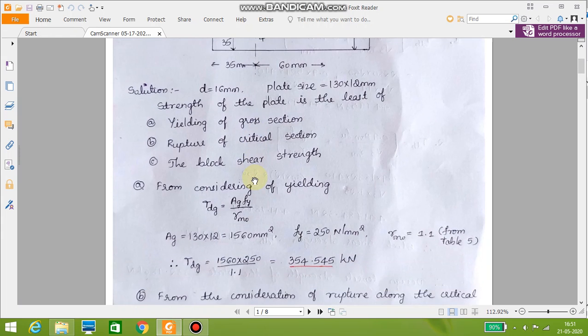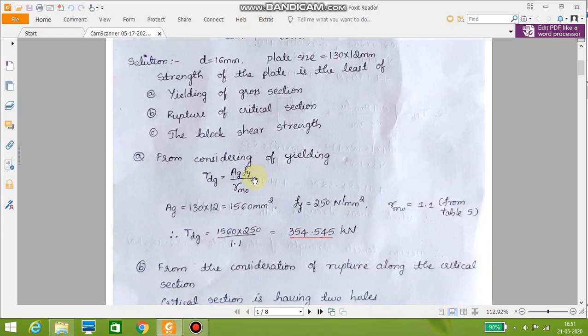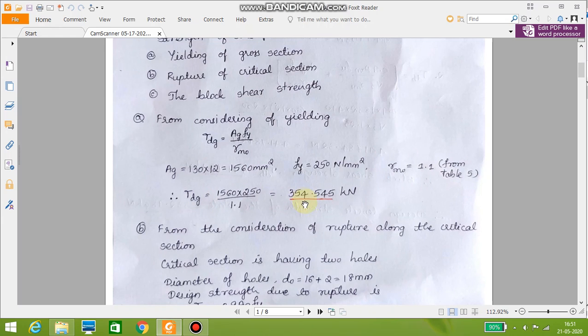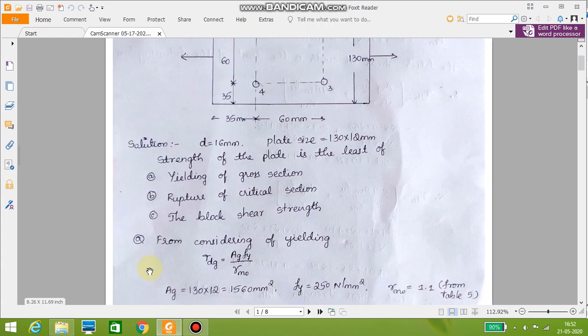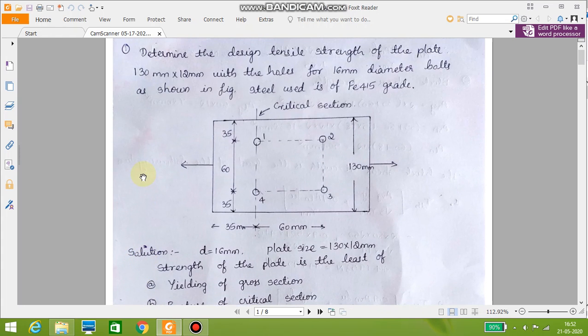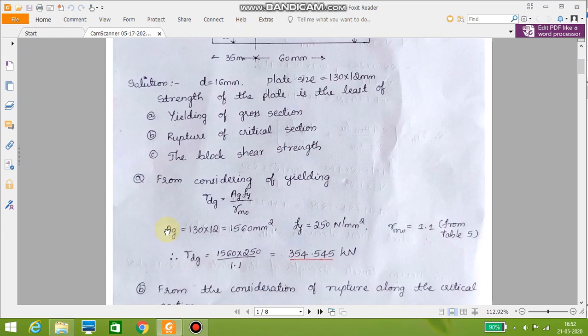Now, first, from the consideration of the yielding of gross section, we have the formula TDG equal to AG into Fy divided by gamma m naught. AG is the gross area, 130 into 12, the area of the plate, which is 1560 millimeter square. Fy is known, and gamma m naught is equal to 1.1 from table 5. So TDG works out to be 354.545 kilonewton. This is one value of tension capacity of the plate. That is what is asked in the problem, the design tensile strength.